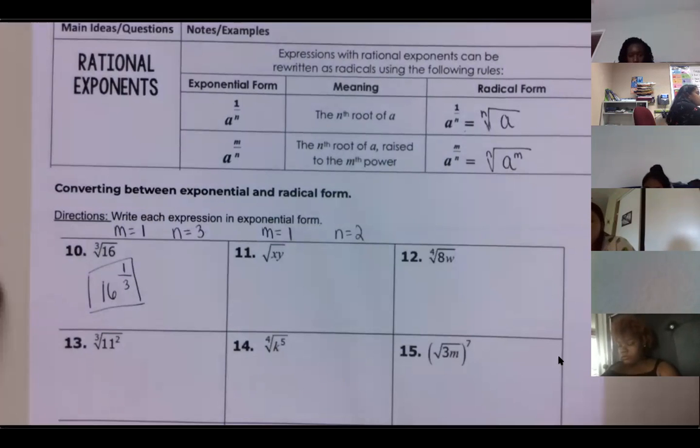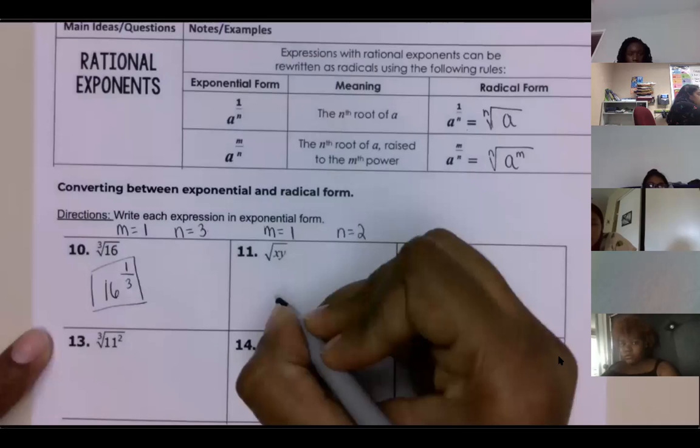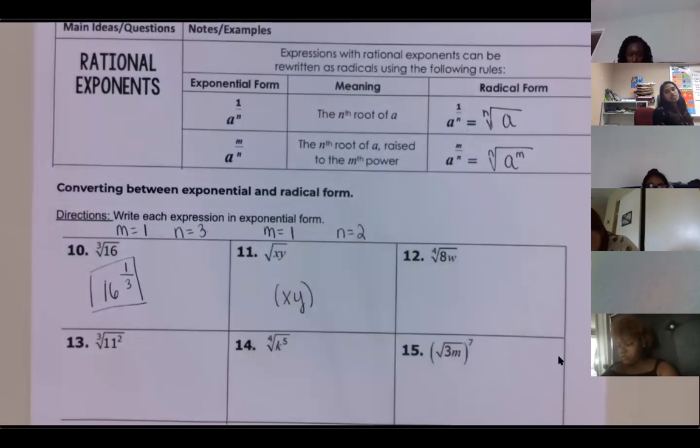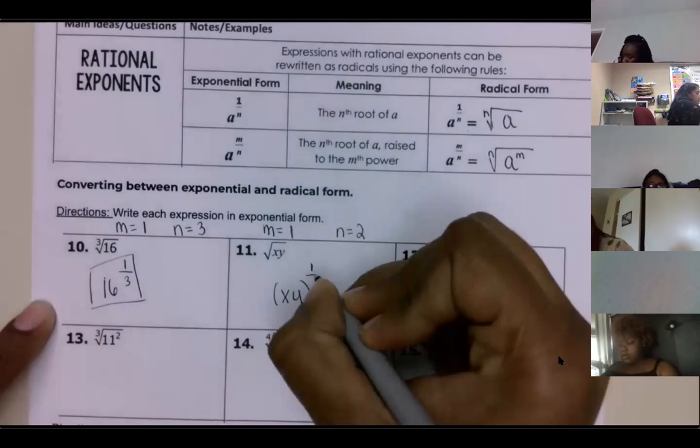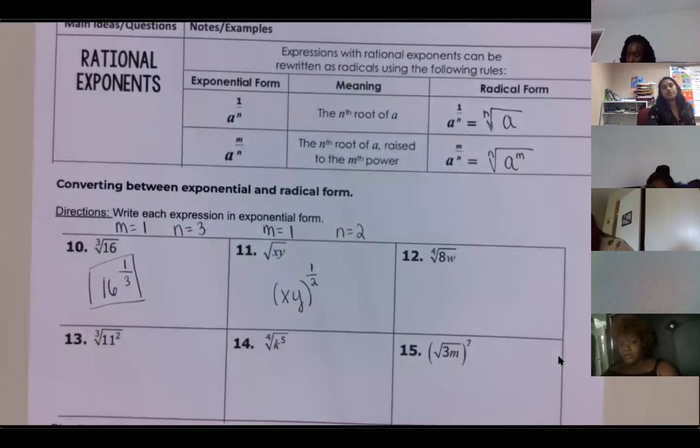All right, this time we have 2 different variables, x and y. So you want to make sure you put them in parentheses so that the exponent goes to both the x and the y. If you didn't put the parentheses, then that would just mean that the y gets the exponent, which is not what you want. So it's m over n, so 1 over 2.